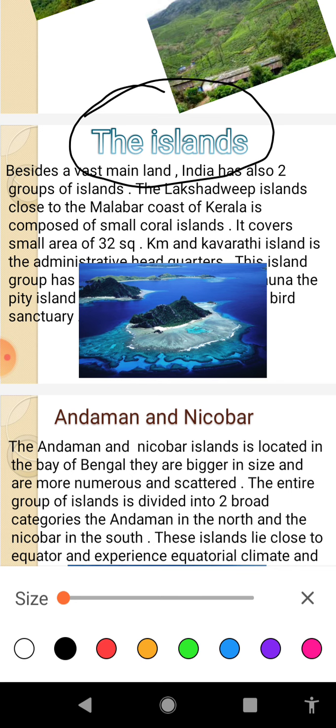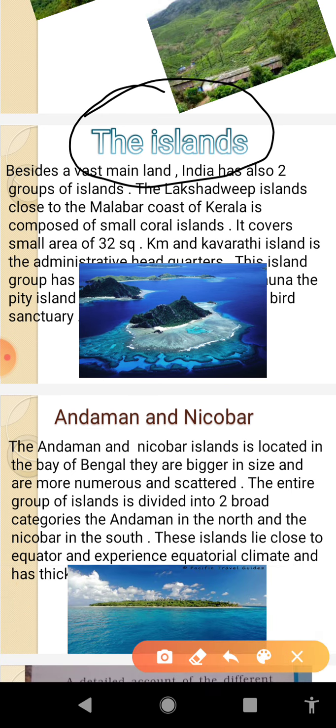So they are 36 in number, and these islands were earlier known as Laccadive, Minicoy, and Amindivi. But in 1973, these islands were named Lakshadweep Islands, and it covers a small area of only 32 square kilometers, and Kavaratti is the administrative headquarters of Lakshadweep.